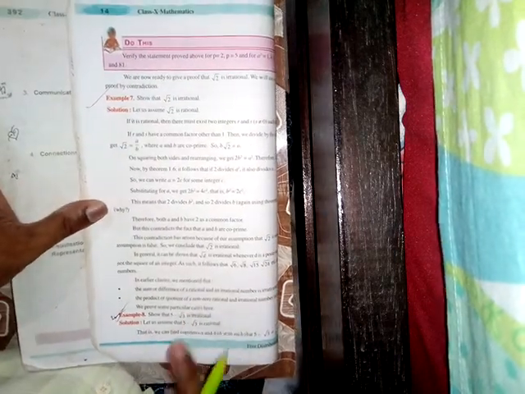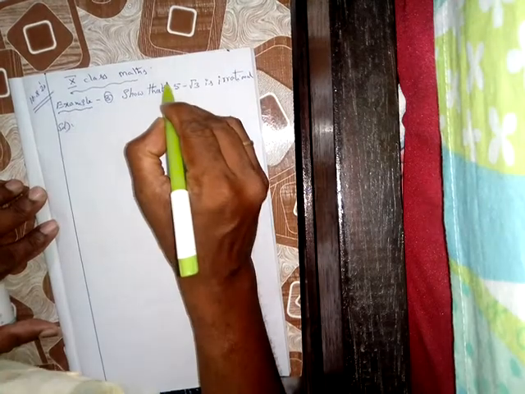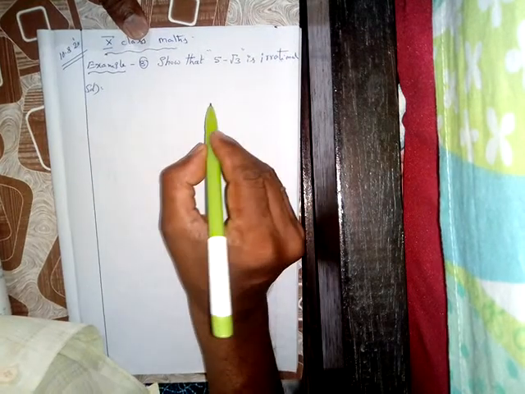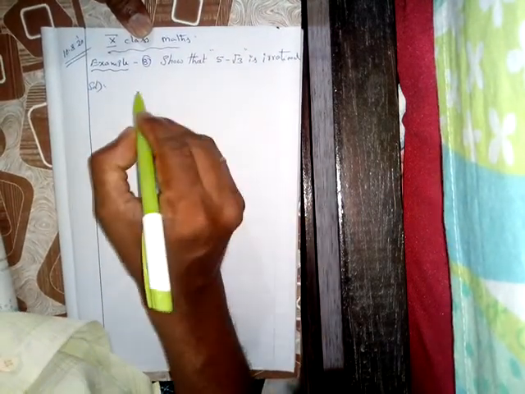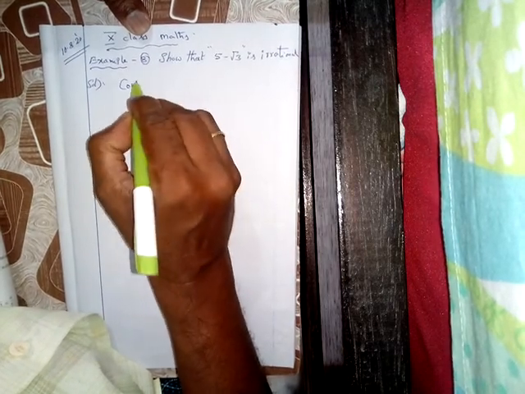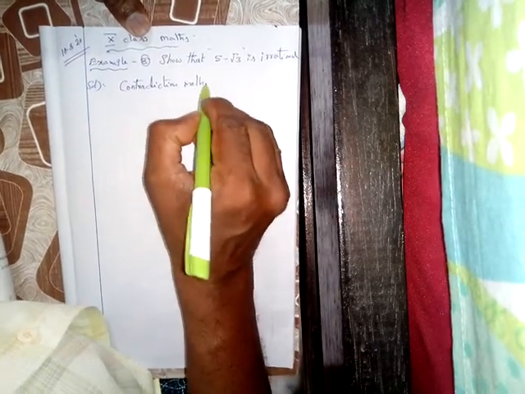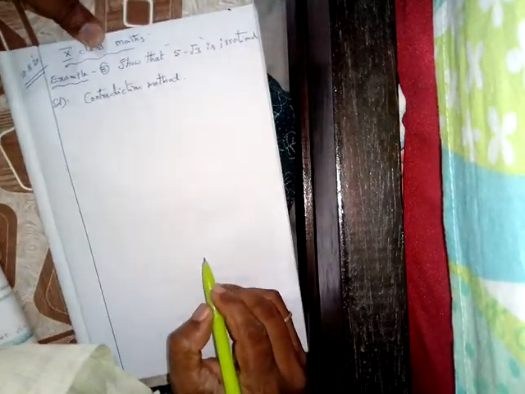So today our sum is example 8. Show that 5 minus root 3 is irrational. How to prove that? As I said yesterday, root 2 is irrational. Already you learned that yesterday. In the same method, you can solve this sum also. That is the contradiction method. So by using the contradiction method, you can show that 5 minus root 3 is an irrational number.